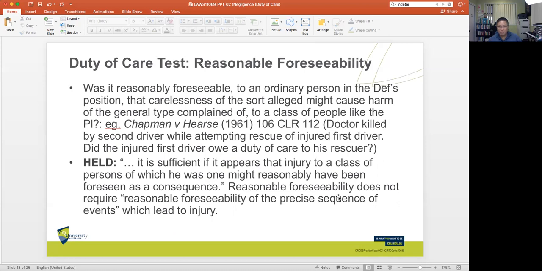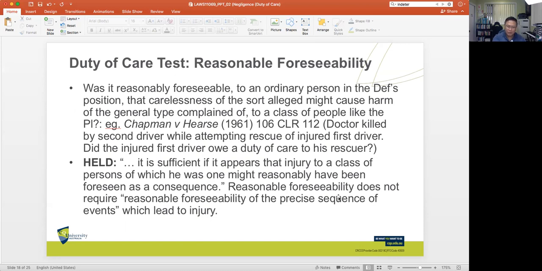So was it reasonably foreseeable to an ordinary person in the defendant's position that carelessness of the sort alleged might cause harm of the general type complained of to a class of people like the plaintiff? So if you examine, for example, the case of Chapman versus Hearst, in this particular case, there had been a vehicular accident. It was Chapman who was responsible for the vehicular accident, and then as a result, there was a doctor who tried to come to Chapman's aid on the road.